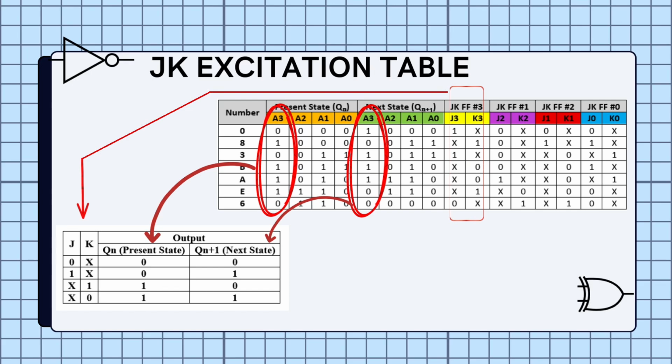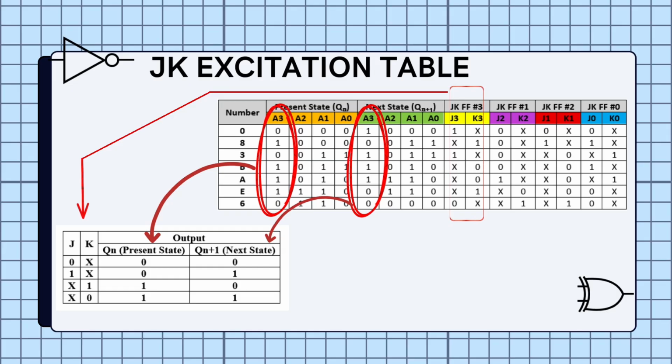To determine these inputs, we use the JK flip-flop behavior rules shown in the smaller table. If the current state is 0 and we want to stay at 0, J equals 0, K equals don't care. If we want to go from 0 to 1, J equals 1, K equals don't care. If we want to go from 1 to 0, J equals don't care, K equals 1. From 1 to 1, J equals X and K equals 0. We apply this rule to each bit in every row.